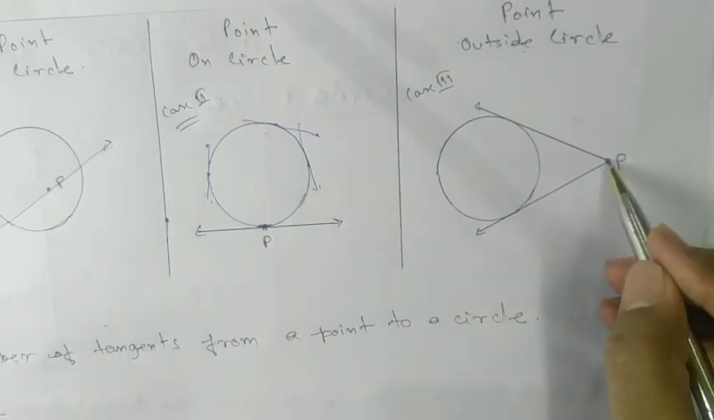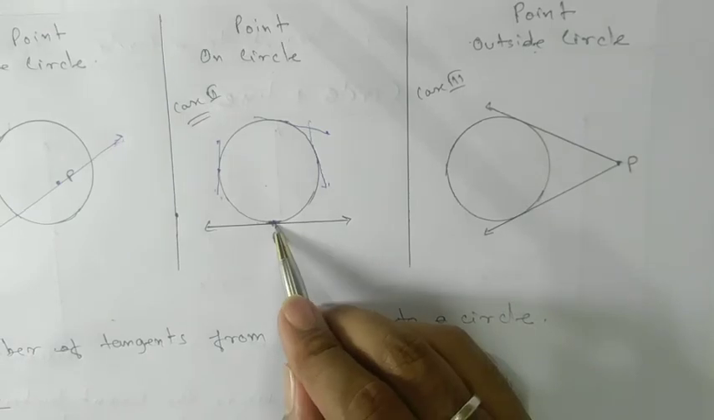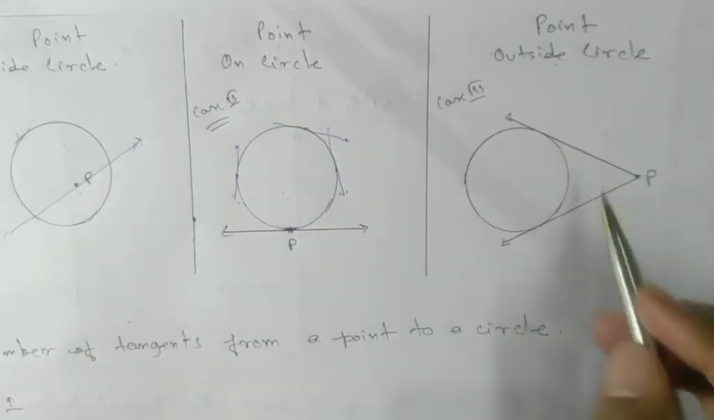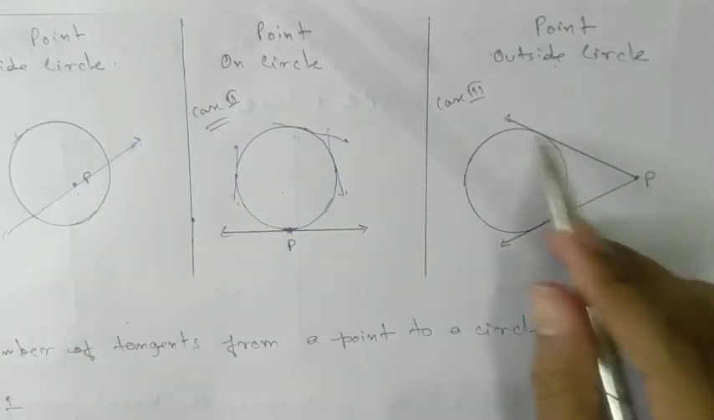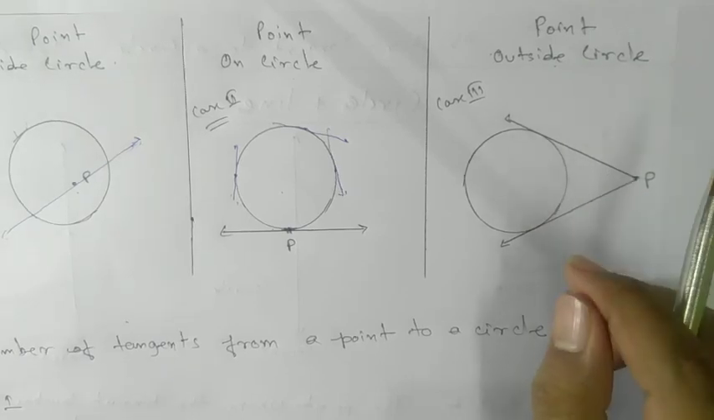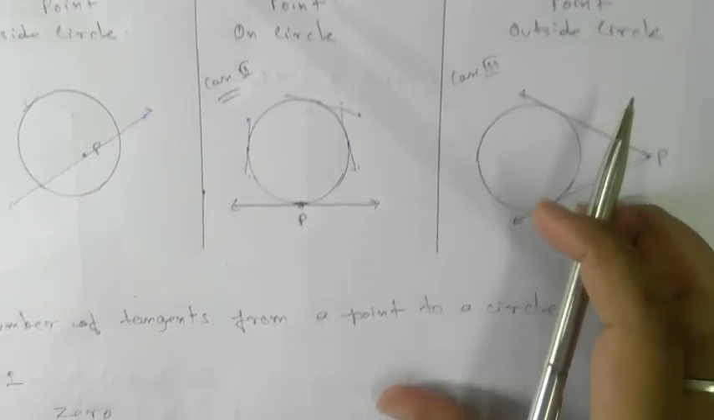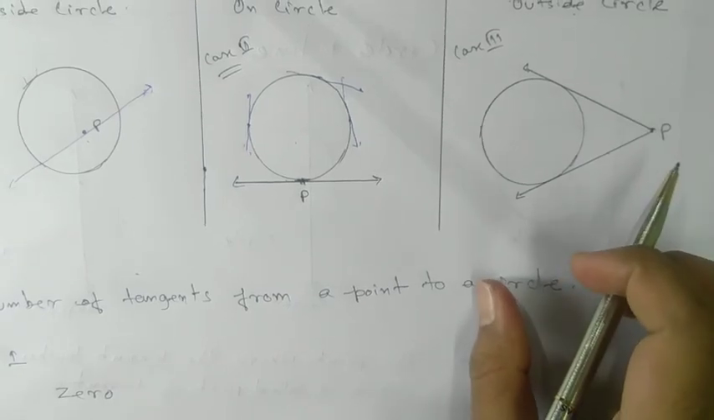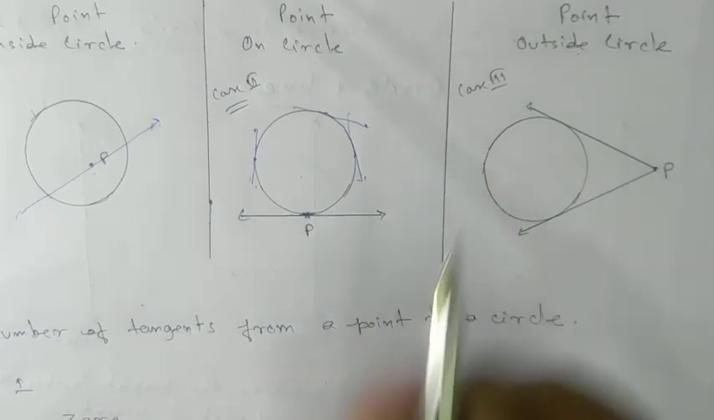And if your point is outside the circle, see, there is a point on the circle, inside the circle, and outside the circle. Through a point outside you can draw two tangents. So these are your three cases. Okay, thank you.